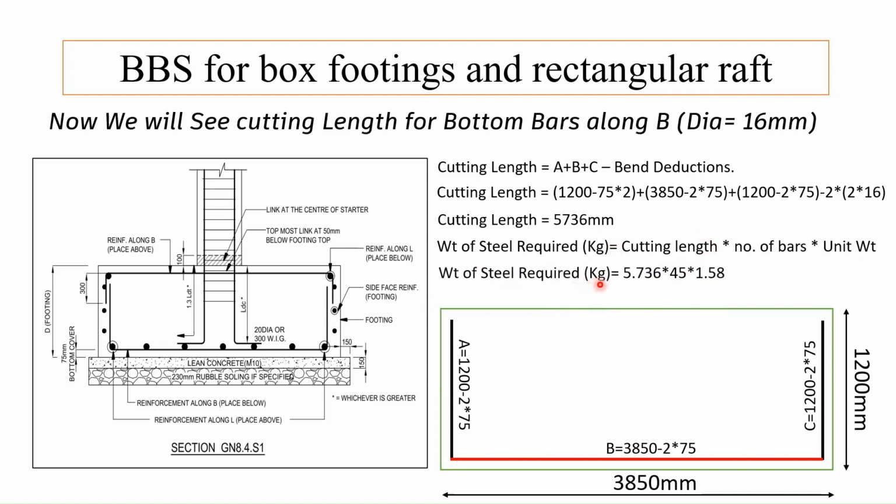So weight of steel required will be 5.736. We have converted this mm into meters. 5.736 into number of bars, that is 45, and unit weight of our 16 mm dia bar, that is 1.58. So weight of steel required will be 304.58 kg.